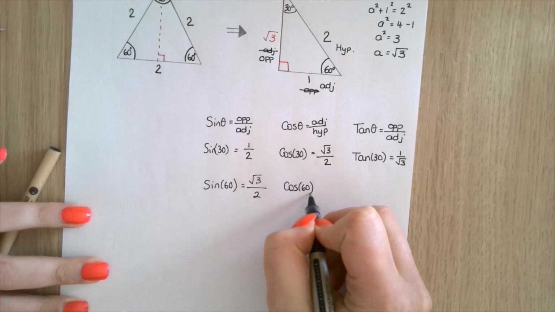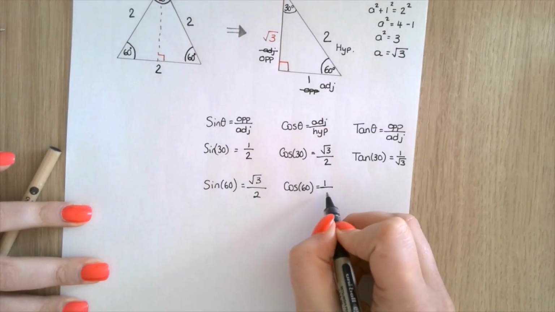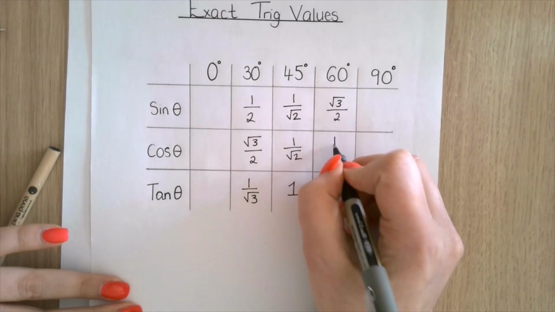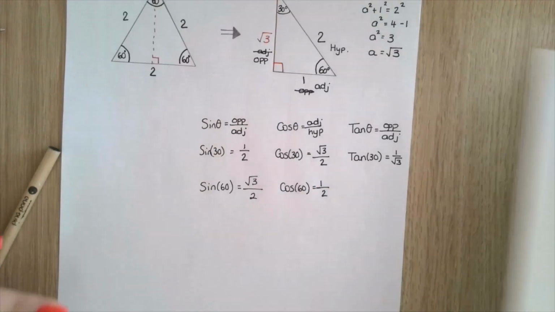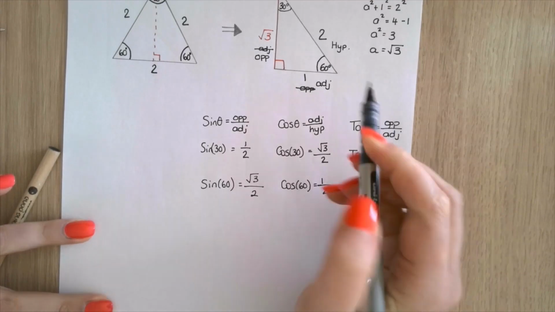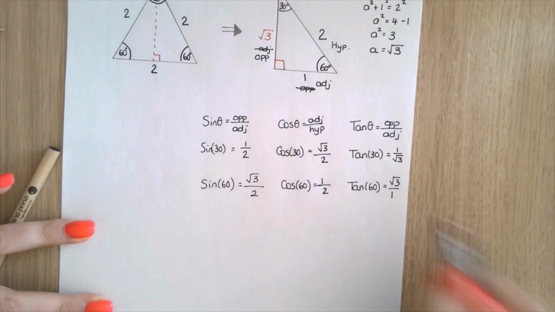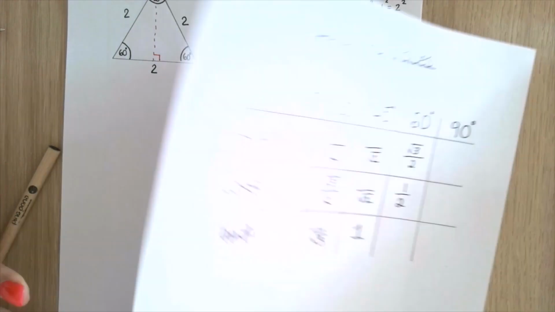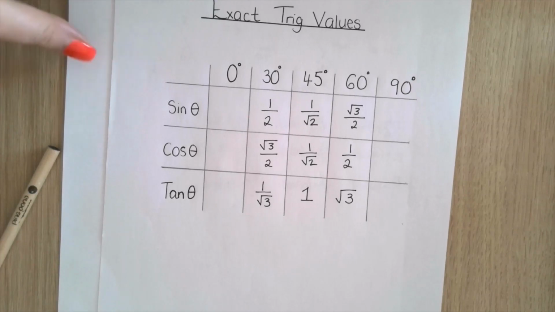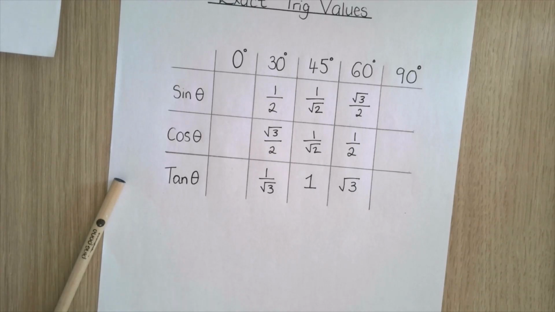Cos of 60 is my adjacent, which is 1, over my hypotenuse of 2. So cos 60 is a half, and tan of 60 is my opposite, which is root 3, over my adjacent, which is 1. So tan 60 is root 3. Okay, so we've got all the values in there for 30 degrees, 45 degrees and 60 degrees.